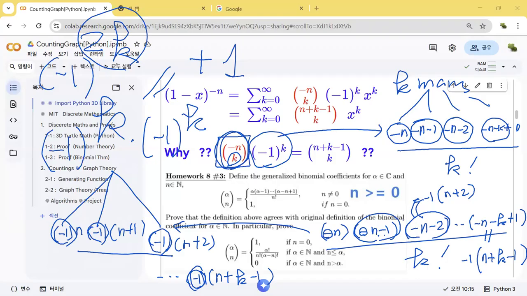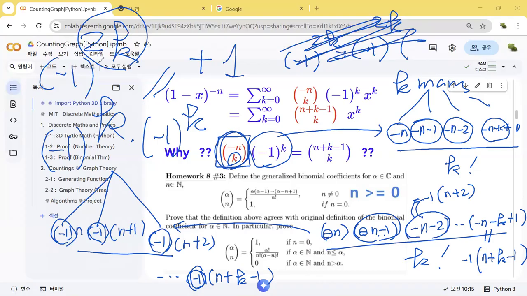So this one is minus 1 to the 2k times, okay, minus 1. Anyway, this is an even number, so this must be plus one. So this is cancelled out, cancelled out.